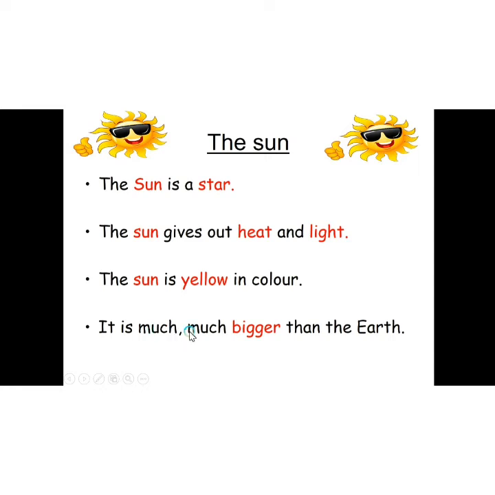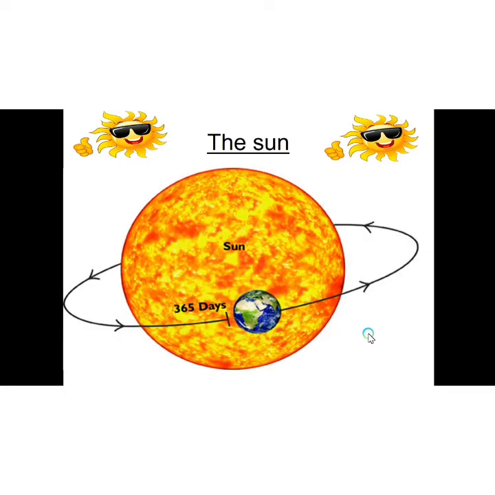It is much, much bigger than the Earth. The Sun is very, very big. It is bigger than the Earth. Alright? Now this is the Sun. Can you see the Sun is bigger than the Earth? Yes. Now the Earth is very close to the Sun. That is why sometimes we feel hot. You remember you always say, Miss, I'm very hot.